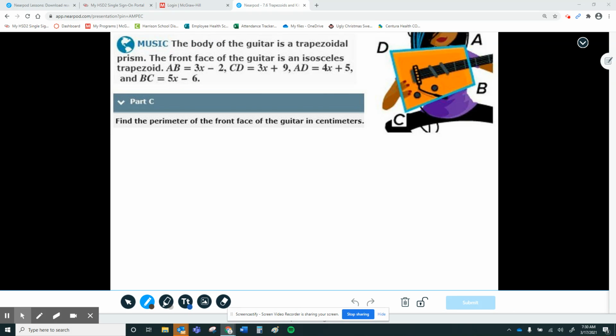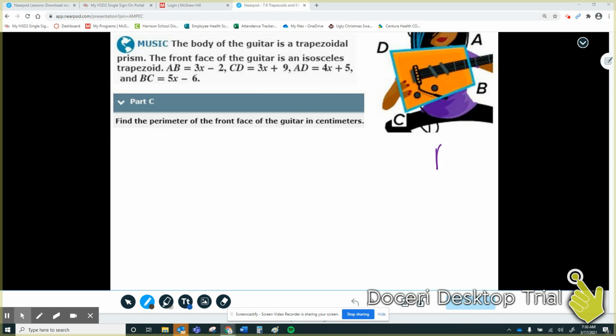All right, and then the last problem, and I know that angle A is 108 degrees. We figured out in part A that x was equal to 11. Last, they want us to find the perimeter of the front face in centimeters. Well, I can only assume that this thing is already in centimeters, but I figured out that x is equal to 11. So what I can do is I can plug it in to each of these four equations to figure out the length of all four sides.